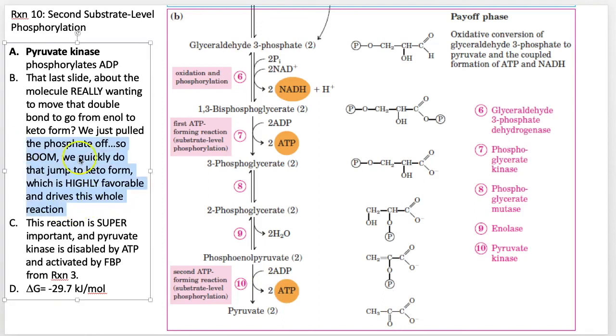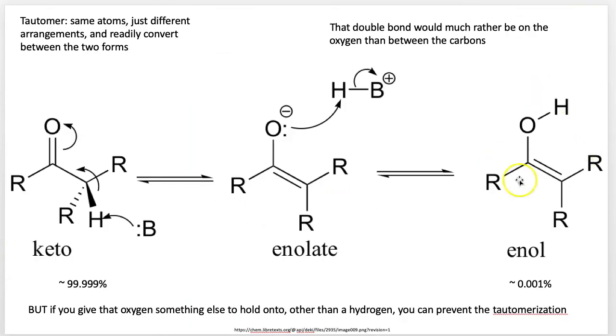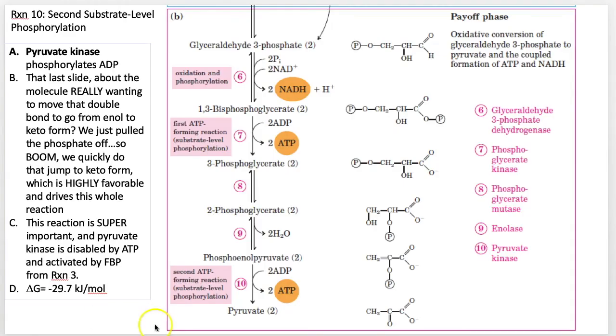I kind of wrote this goofy. I even said, boom! We quickly do the jump to the keto form. So you're actually going from this one, and it's jumping way over here. But because we have created this form, it really wants to go this way. Think about it: 99.999% of the time you want to jump from your enol form to your keto form, and that's a form of potential energy. So if I make this form, it really wants to get over here. That's where we're getting this energy from, which is really, really cool.